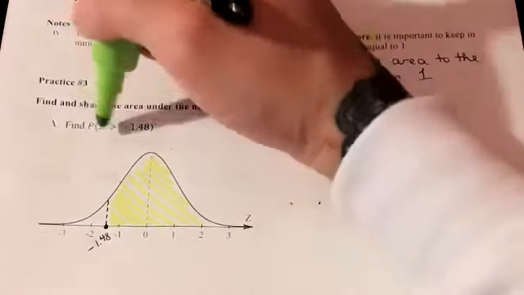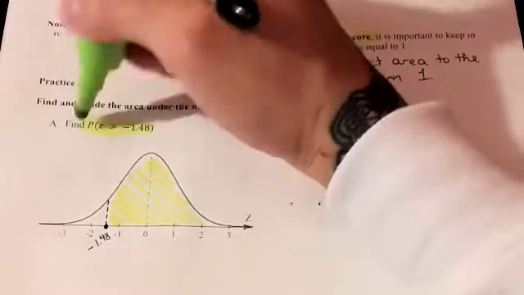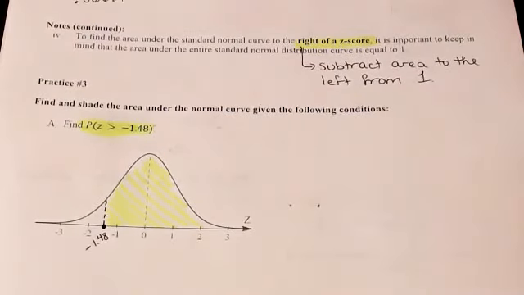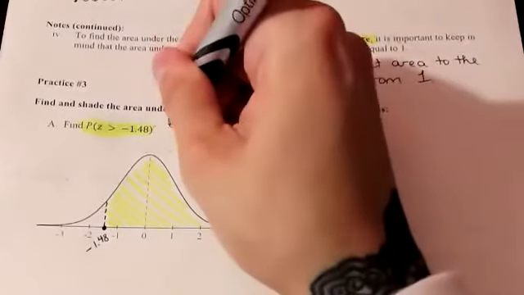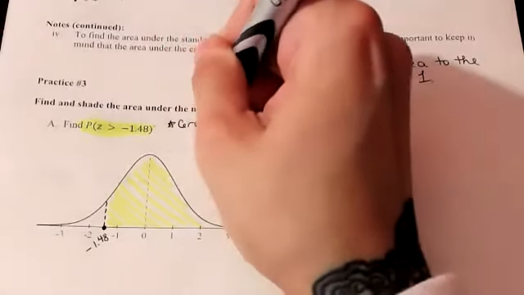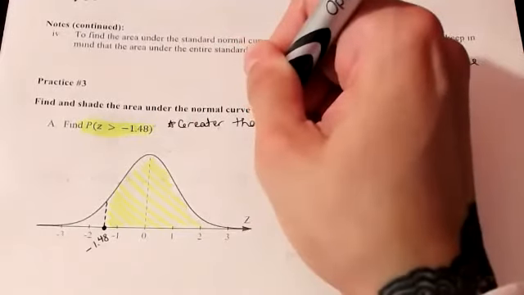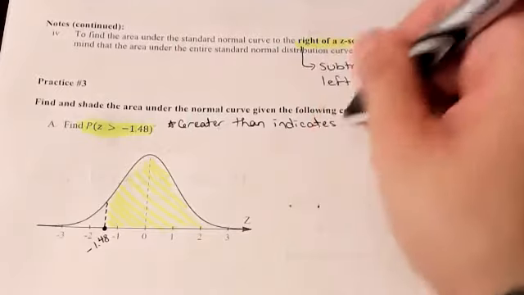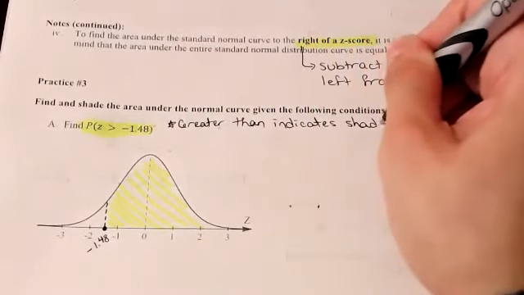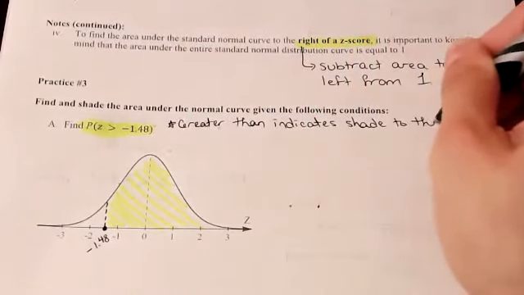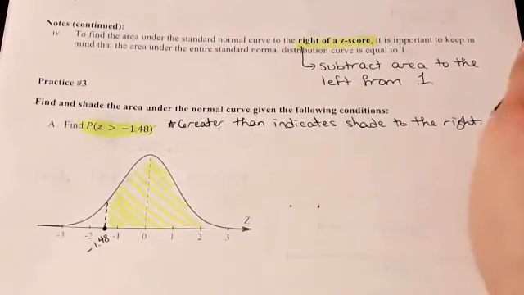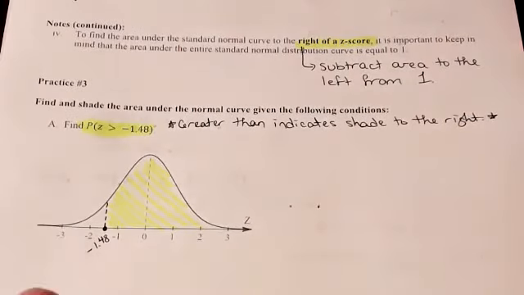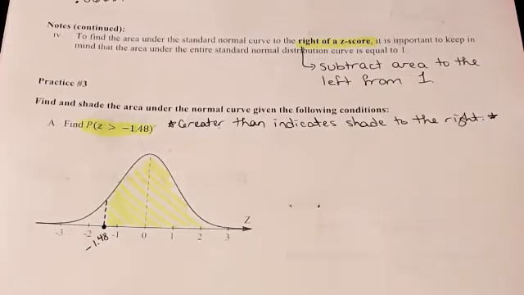Okay, this is really important to note. Z is greater than the value, which indicates shade to the right. Greater than indicates shade to the right. Okay, that's really important to keep in mind.